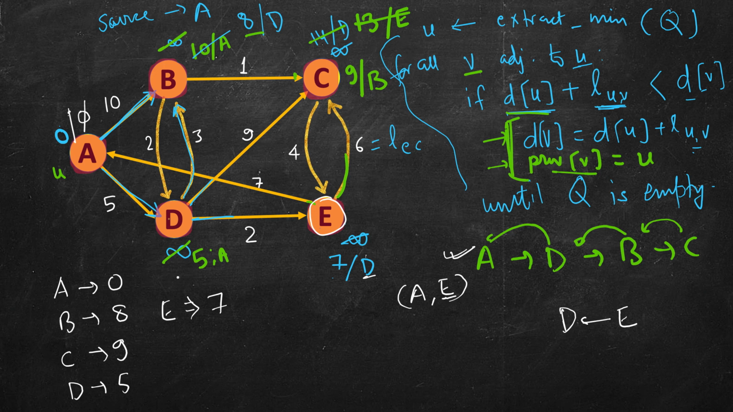Next we look at the previous of D. Previous of D is A. Next previous, we have reached the source, so we stop. So we print it in reverse order, that is A to D to E. So this is how Dijkstra algorithm works. You can calculate the distance of all the nodes from a given source, and you can also find the exact paths. There are other ways of implementing it also.